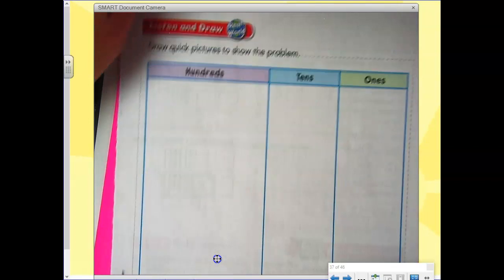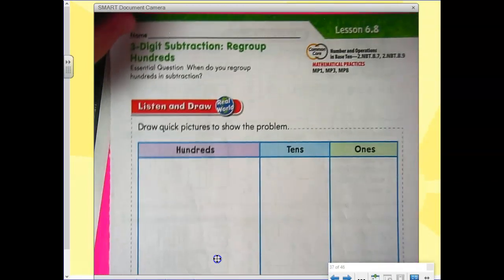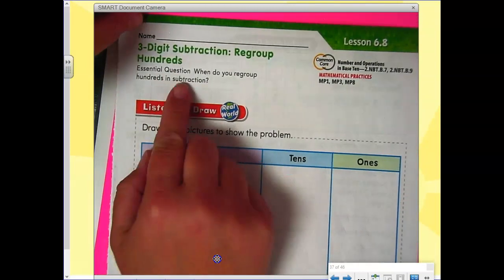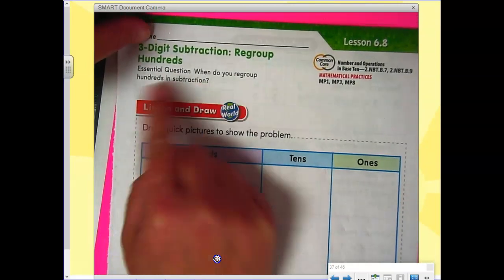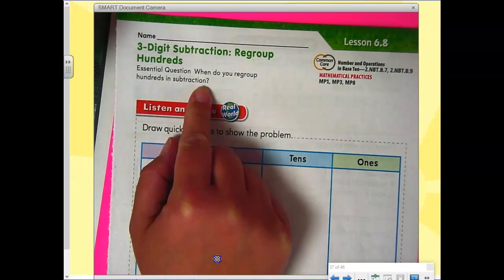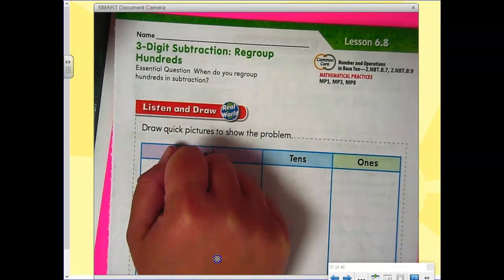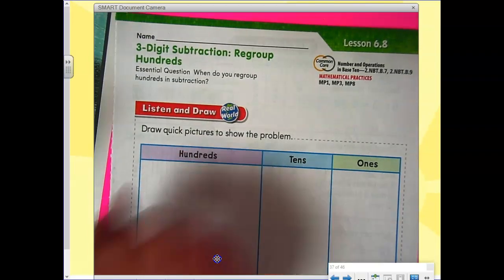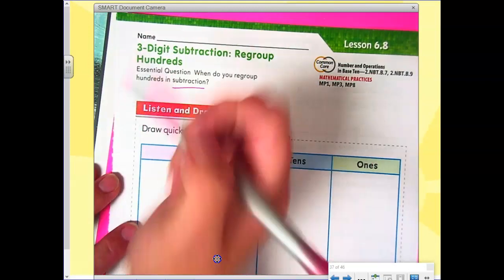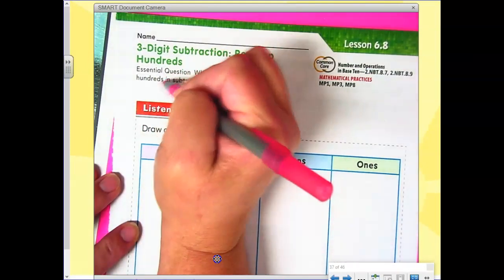All right, at the top, you should see the essential question. When do you regroup hundreds in subtraction? When do you regroup hundreds? So this is new for us. We haven't talked about regrouping the hundreds place in subtraction.